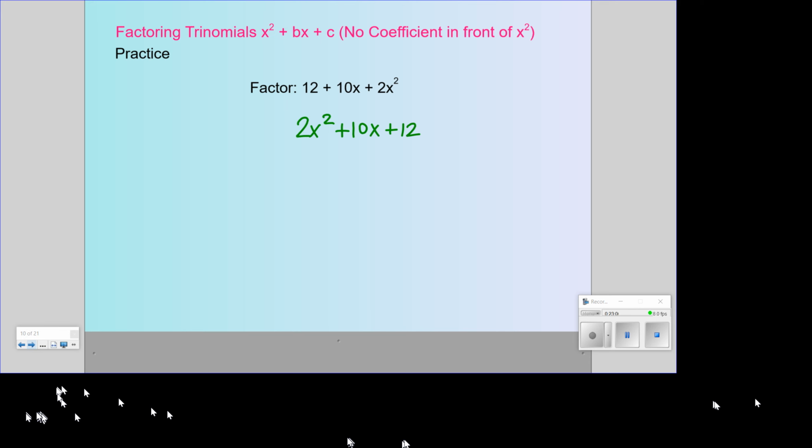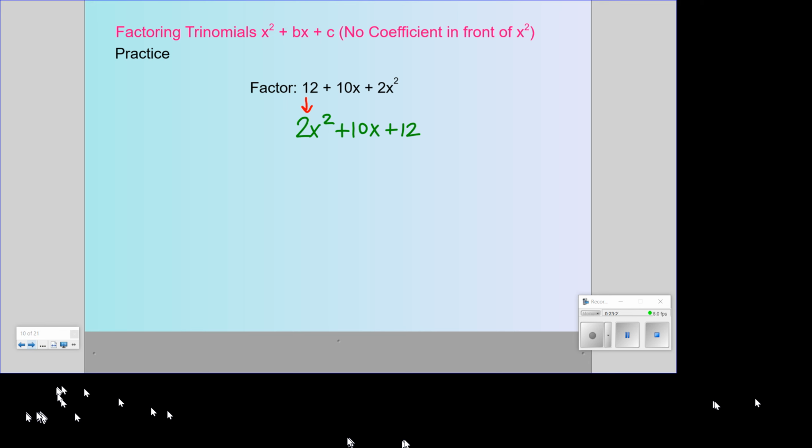However, notice that this is an example of a trinomial that is not a trinomial without a coefficient. The x squared has a coefficient higher than 1 in front of it. It has a 2. Therefore, at this moment, we cannot use the method that we were just learning about.